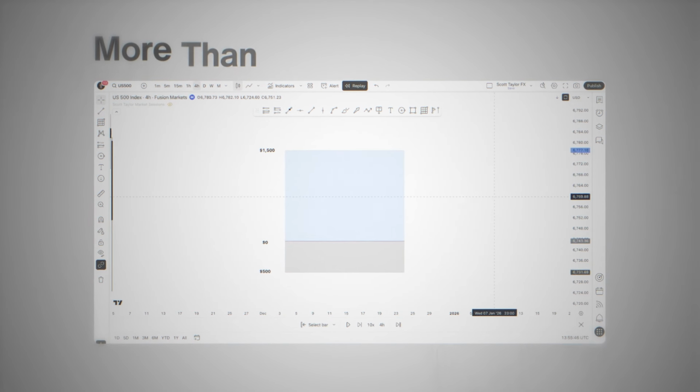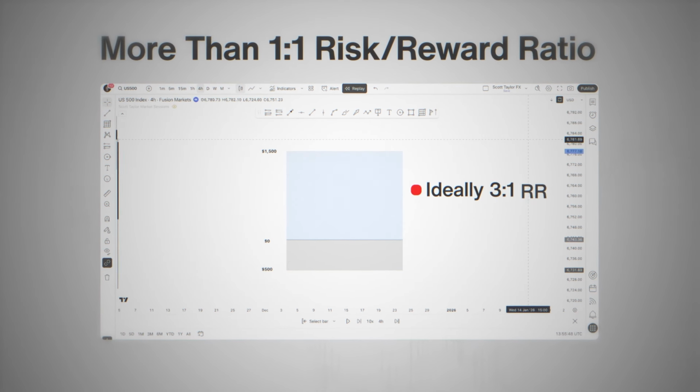Our job is to be profitable over a large sample size, understanding that we won't always be right. Even as profitable traders, we might often have a win rate less than 50%, meaning we want our winners to return more than a 1-to-1 risk to reward, ideally 3-to-1 or 2-to-1, to bump up our numbers.